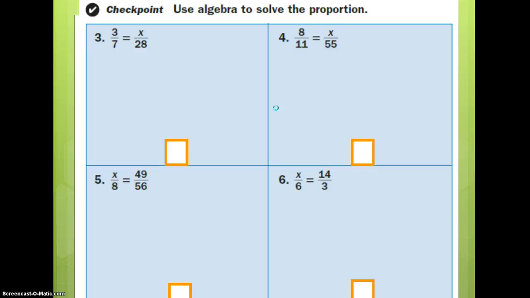Please pause the video and try 3, 4, 5, and 6. You can use either the algebra way, as it says, where you multiply by the denominator, or you can try to, if you want to multiply, like 7 times 4 is 28, you may try that way. Whichever way works for you. For number 3, 7 times 4 is 28, so 3 times 4 is 12.